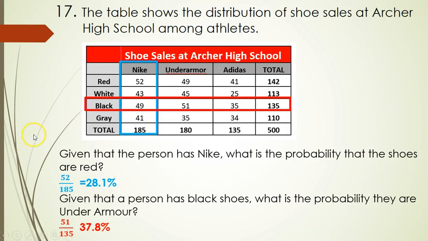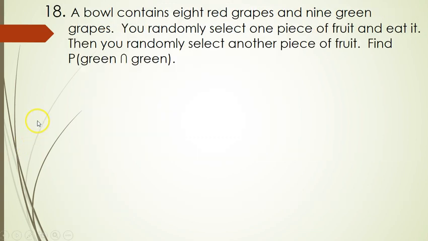That's what we're going to do here in these types of problems. So number 18 says a bowl contains 8 red grapes and 9 green grapes. You randomly select one piece of fruit and eat it. Then you randomly select another piece of fruit. Find the probability of green and green. Recall that when we have this symbol here, we're talking about multiplication.